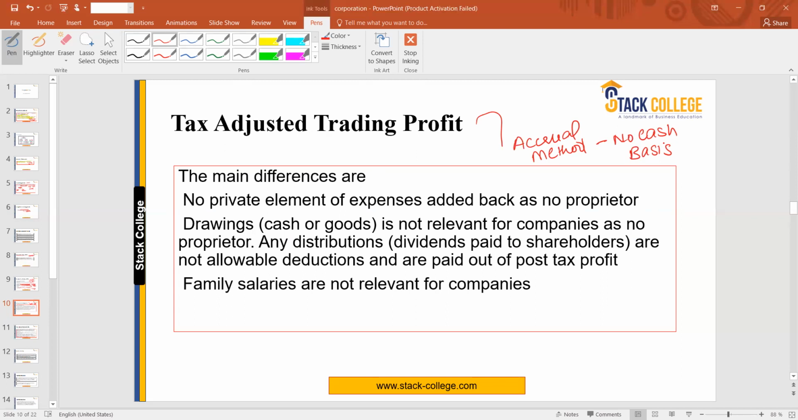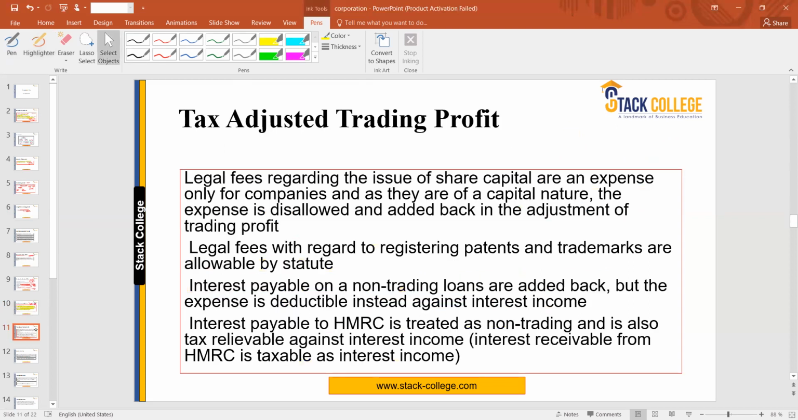Other rules are quite similar, but there are some differences, like no private element adjustment. In the case of a sole proprietorship, we add back the private expense of the owner, but for a company there is no private element to add back. Similarly, drawings are not relevant for the company, and any distribution to shareholders, that is the dividend, is not an allowable deduction. It's not an expense, so we will not consider it in the tax adjusted trading profit. Family salaries are also not relevant for companies, as they were for individuals.